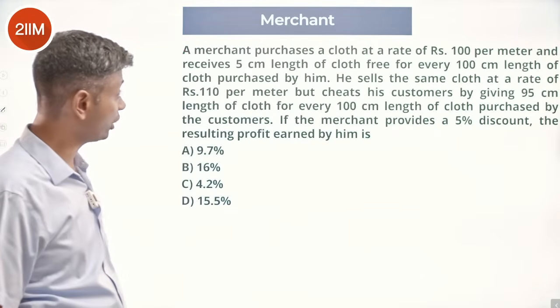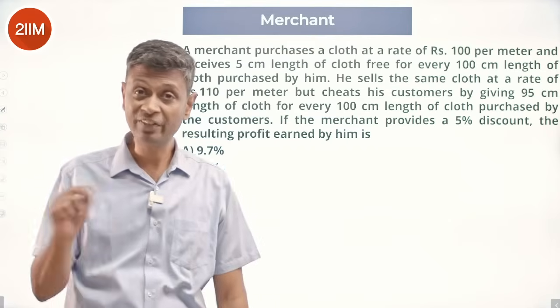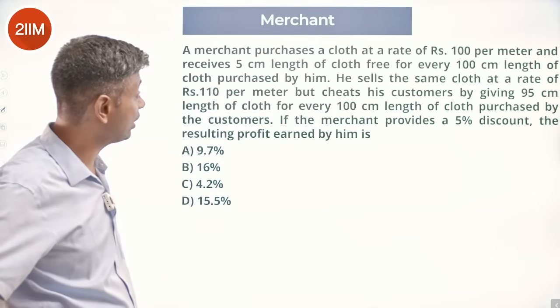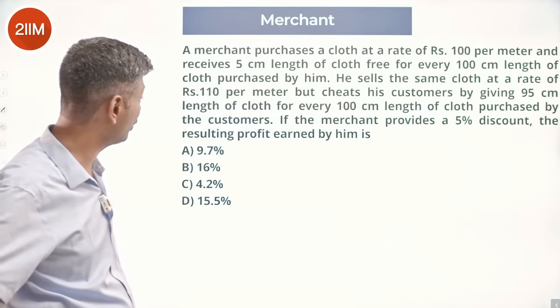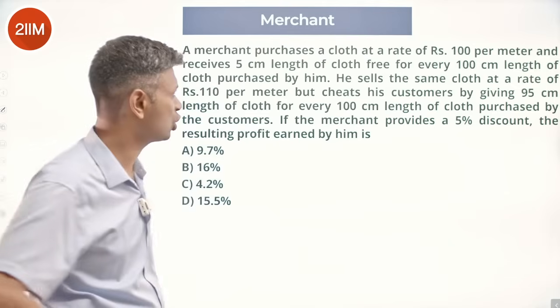A merchant purchases a cloth at a rate of rupees 100 per meter and receives 5 centimeter length of cloth free for every 100 centimeters that he buys. He sells the same cloth at a rate of 110 per meter but cheats his customers by giving 95 centimeters length of cloth for every 100 centimeters length. It's cost price.